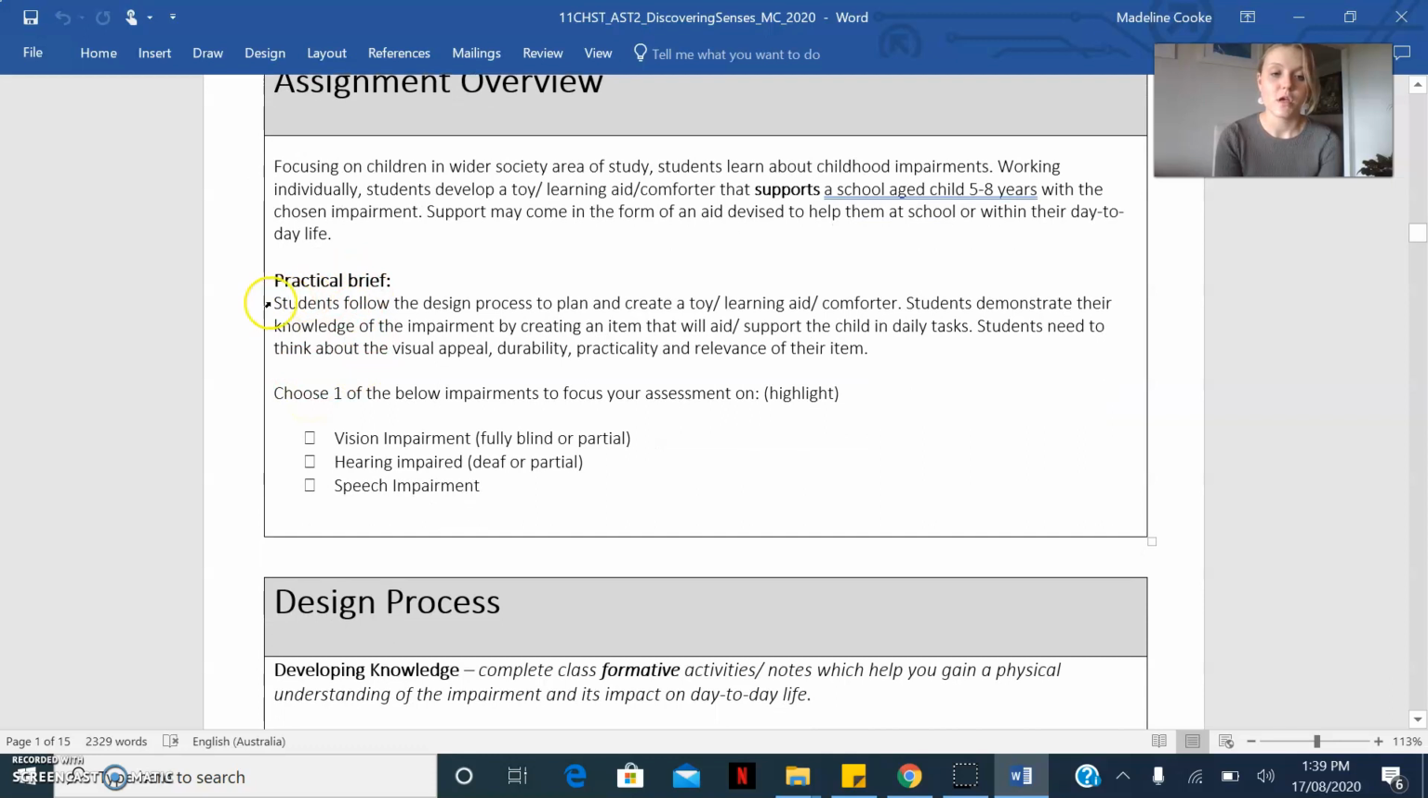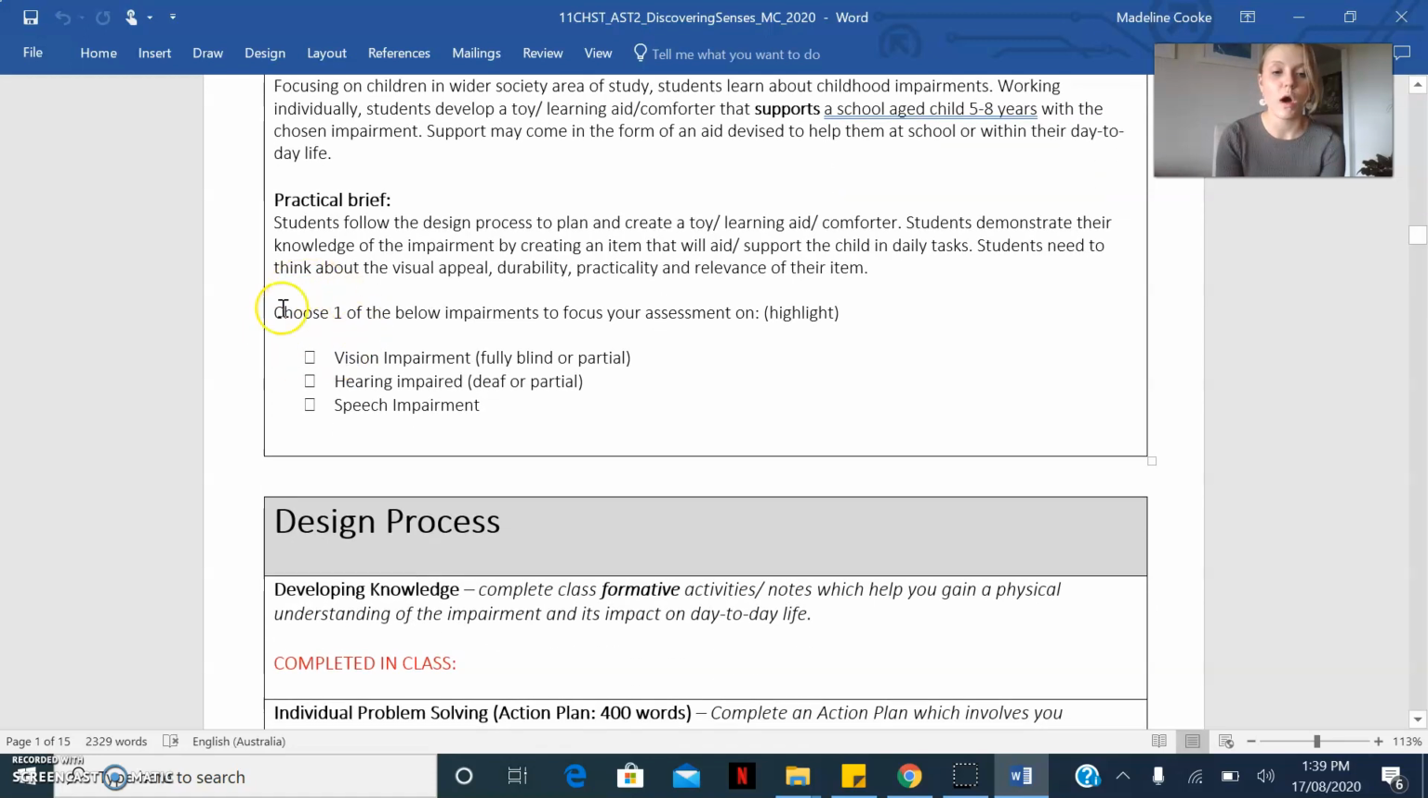Practical brief. So students follow the design process to plan and create a toy, learning aid or comforter. Students demonstrate their knowledge of the impairment by creating an item that will aid or support the child in daily tasks. Students need to think about the visual appeal, durability, practicality and relevance of their item.